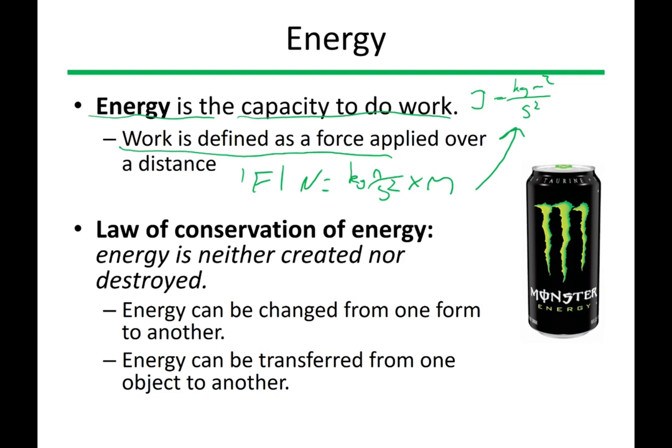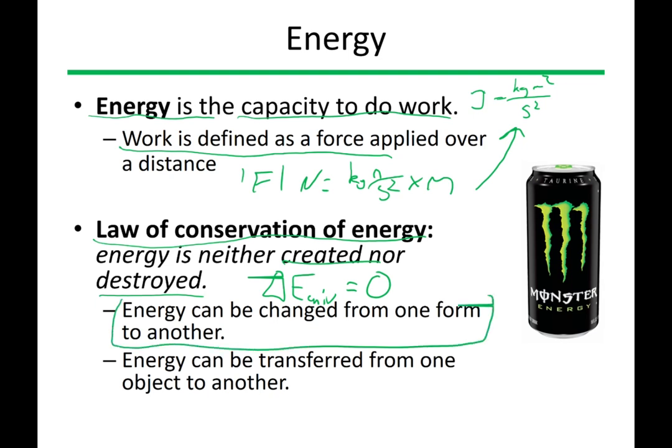One of the most important things when we're talking about energy is the law of conservation of energy, and this is that energy can neither be created nor destroyed. Another way to write this with equations is that the delta E, the change in energy of the whole entire universe, is equal to 0. So we can't gain or lose energy, the energy is constant. However, what we can do is change it from one form to another, which we'll talk about in a second. And we can transfer it from one object or one system to another.